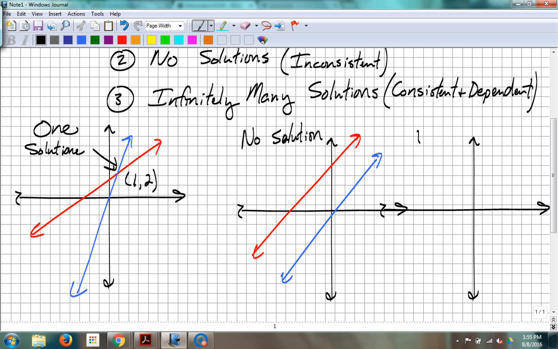Infinitely many. How many times do you think they cross? Many, more than you count, right? So if I drew a line, I'll just draw this one with a negative slope just to be different. So there's the first line. And then I came back and I graphed the second line. It's going to be right on top of it.